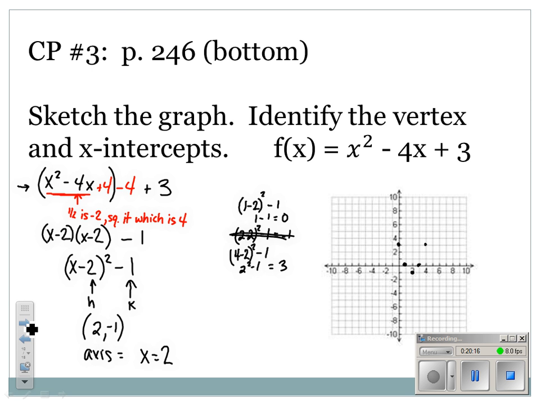Now, parabola. Go ahead and connect them. X-intercepts: we found them when we graphed our sketch. Here's one, here's one. So our intercepts, we have the point (1, 0), and we ended up with the point (3, 0). And we've got all our stuff.